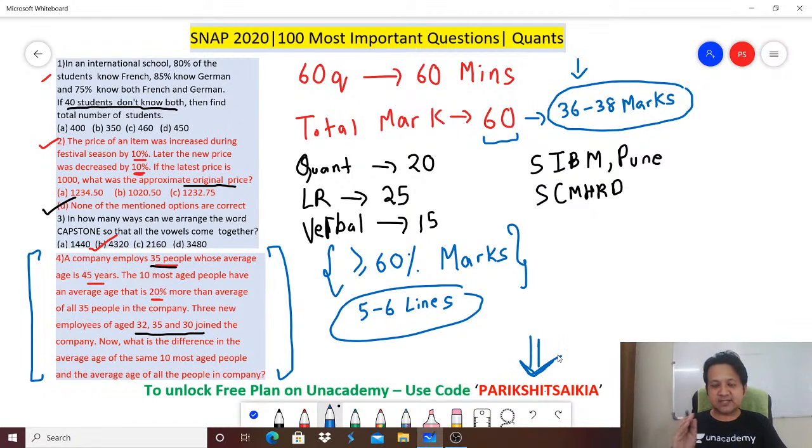And today was just the first session on SNAP. Again, we are going to continue for the next 2 weeks. I am going to solve the 100 most important questions for the SNAP. We have done a lot of analysis, right? And we have picked up questions which have occurred multiple times in the SNAP in the last 20 years. The last 20 years of papers have been analyzed, and questions which have occurred multiple times will be picked up and solved live with you in this YouTube session.